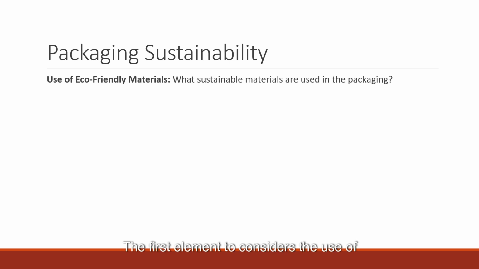The first element to consider is the use of eco-friendly materials. Choosing sustainable materials for packaging, such as recycled paper, biodegradable plastics, or plant-based alternatives, can significantly reduce the environmental footprint of a product. By selecting materials that are renewable and have a lower impact on the planet, we not only reduce waste but also signal to customers that the brand is committed to sustainability. Using eco-friendly materials requires careful sourcing and sometimes an investment in alternatives, but it strengthens the brand's reputation as environmentally responsible.